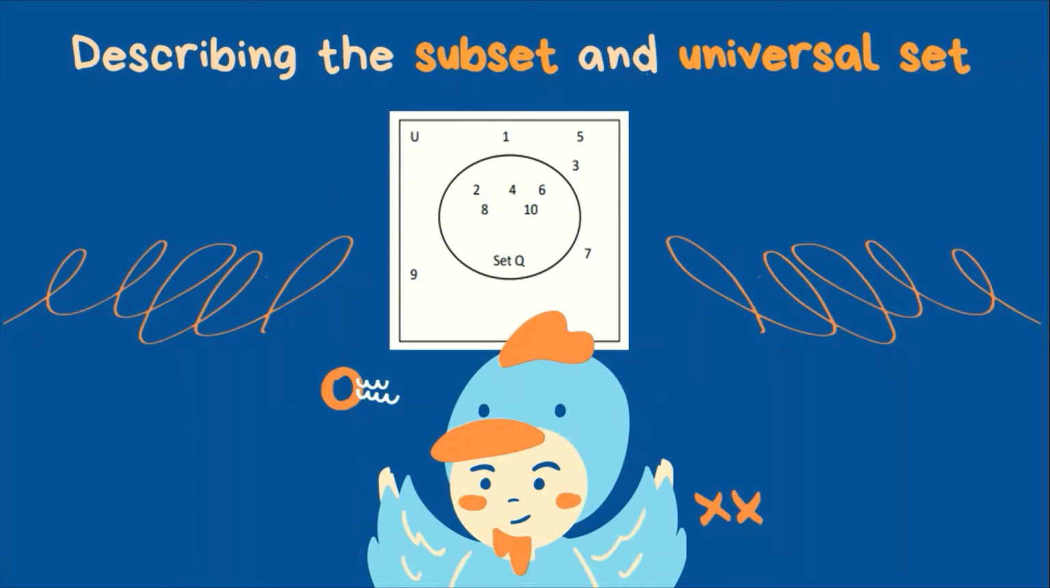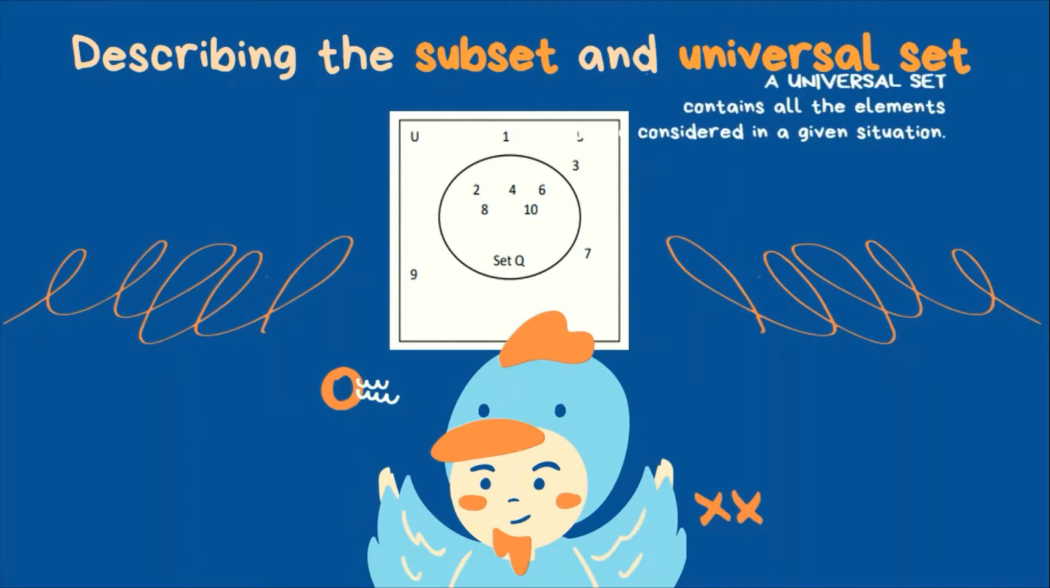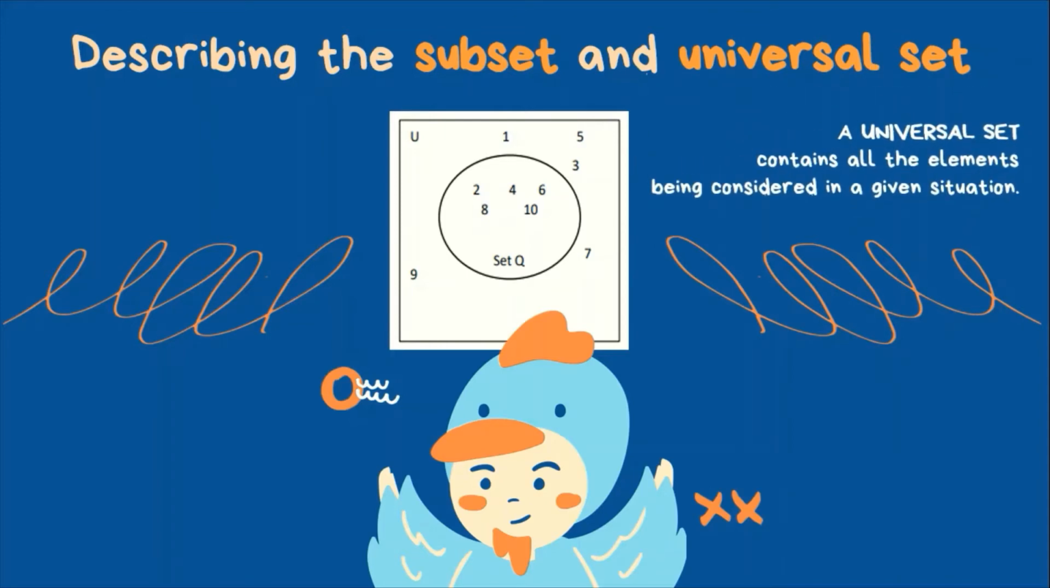Describing the subset and universal set. A universal set contains all the elements being considered in a given situation. So meron tayo ritong square. Ito siya. Merong nakalagay na U. Nasa loob ng square ang mga numbers na 1, 5, 3, 7, at 9. Nasa loob din niya ang isang bilog na may nakalagay na set Q. At nasa loob nito ang mga numbers na 2, 4, 6, 8, and 10.